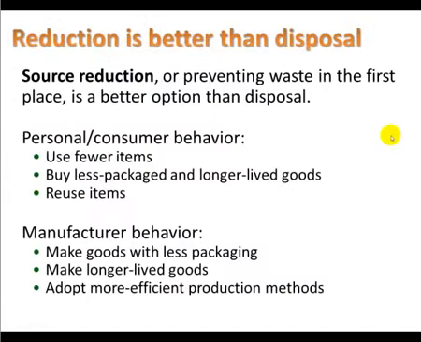What's better than disposing trash is not producing it in the first place. So we can do source reduction, and our personal choices can affect that. We can use fewer items, we can buy less packaged and longer lived goods, and we can reuse items. From a manufacturer's perspective, they can make goods that have less packaging, they can make goods that last a longer time, and they could also have more efficient production methods. We'll take a look at that a little further on.